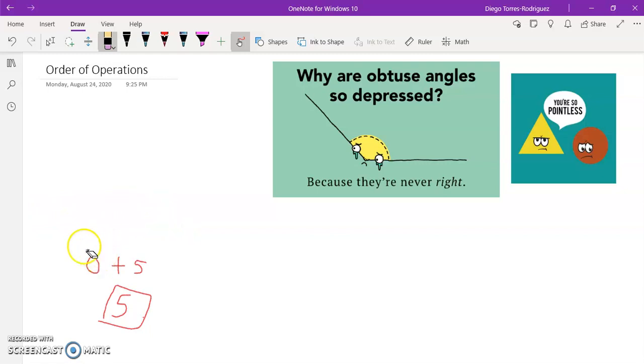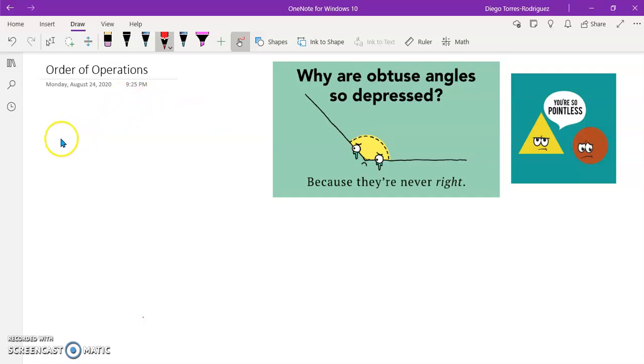Erasing here takes a lot of time. In the meanwhile, y'all can see the other meme. Triangle says to the square, you're so pointless. Get it? Because he doesn't have a point. Triangles have 3 points. Come on, guys. These are pretty funny. You gotta admit it.